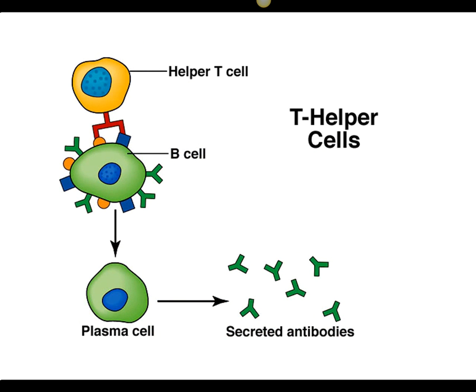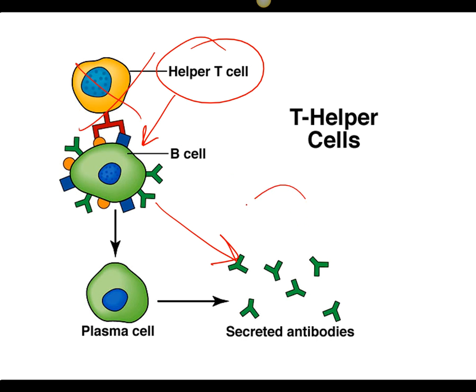Your helper T cells are important. Helper T cells, when they come into contact with something, they activate our other cells to then produce antibodies that are going to attack it. If you kill the T cells, you can't produce antibodies to help attack.